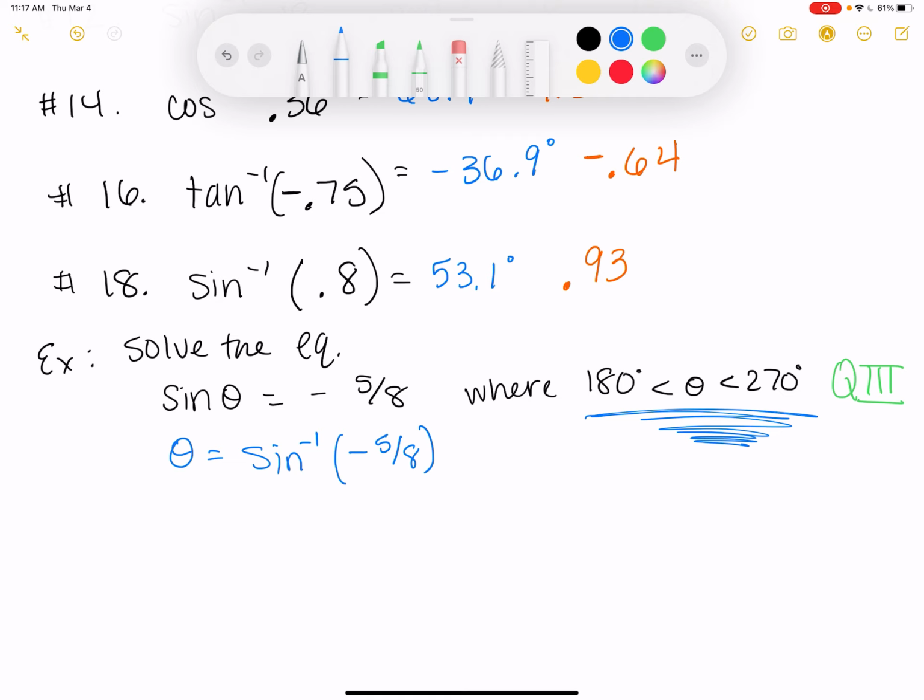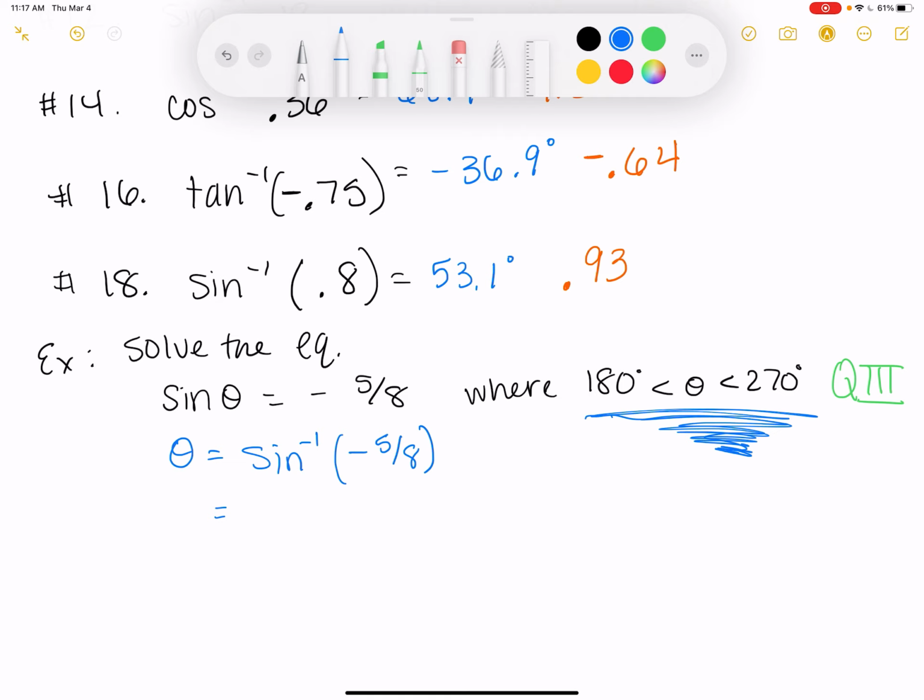Okay, I have to go back to degree mode. Where do we have to put this in degrees? If it gives it to you in degrees, we start in degrees, or we end in degrees. If it gives it to you in radians, we do it in radians.